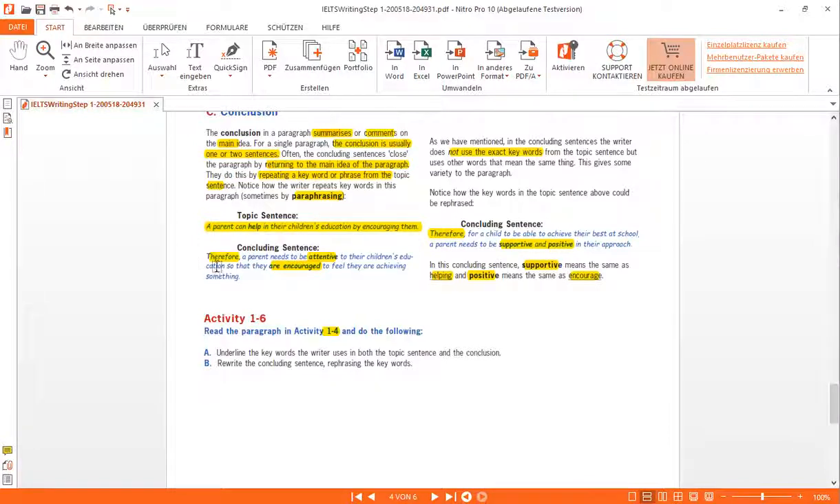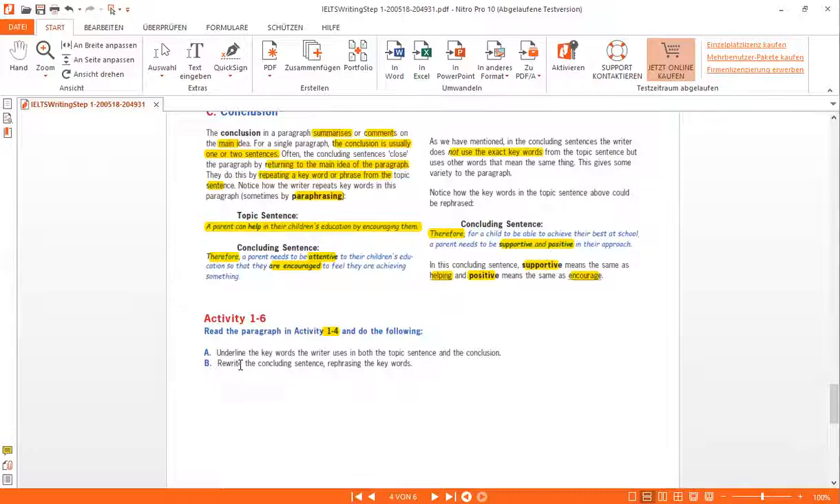It's just like what we looked at here. We had the topic sentence, a keyword is help, and then in the concluding sentence, we saw attentiveness as a synonym, and then also encouraged for encouraging, the same word. Here we've got supportive for helping, positive for encourage. So that is what exercise A is about, that you first identify keywords in the topic sentence and in the conclusion. So basically you're just going to do a matching job, all right? So which keyword in the conclusion was a synonym or a paraphrase for particular words in the topic sentence.